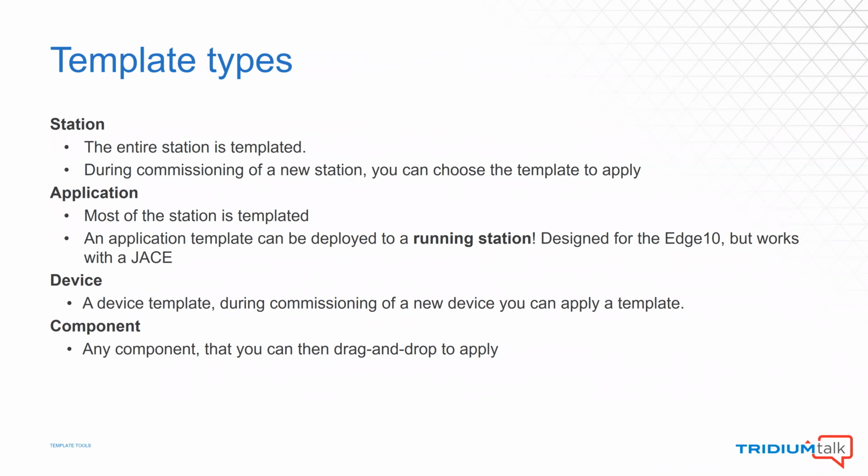And then a device template: I'm going to actually create one with you, a device template for that rooftop unit, and then we'll look at how I can use components, for my analytic algorithms and things of that nature, to create templates for those as well. So those are the 4 types of templates. An application template is special and unique because it's going to work in a running station. You can actually deploy it in a running station. And then the device template is unique in that we have a tool that helps us match up a physical device with the actual template. And I'll show you that tool and how that works.